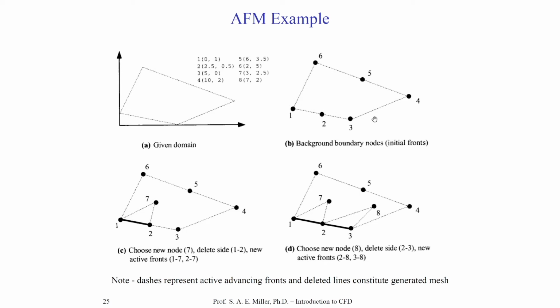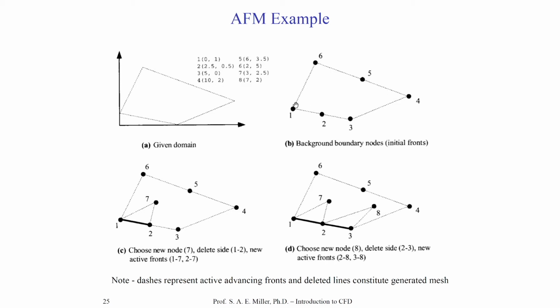And we order the number of nodes advancing in a counterclockwise direction for this particular case. These node coordinates are shown here in the upper left. And we'll have nodes 1, 2, 3, 4, 5, and 6. These are the so-called background boundary nodes or initial fronts.